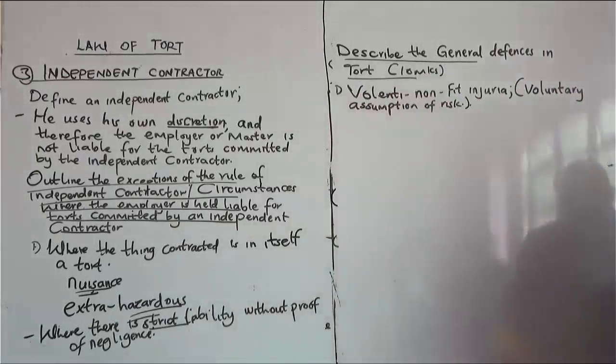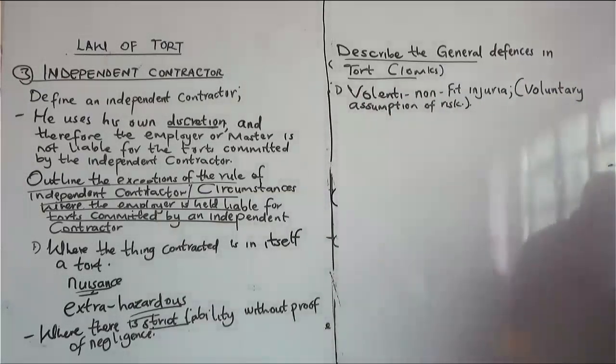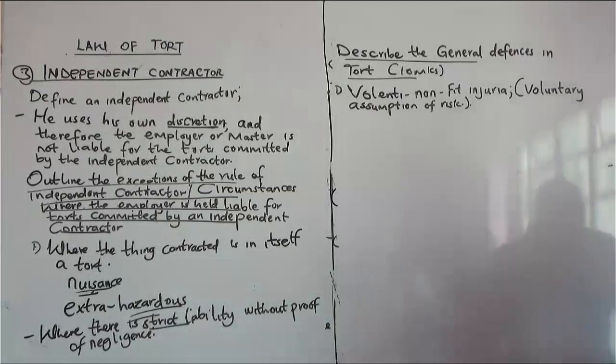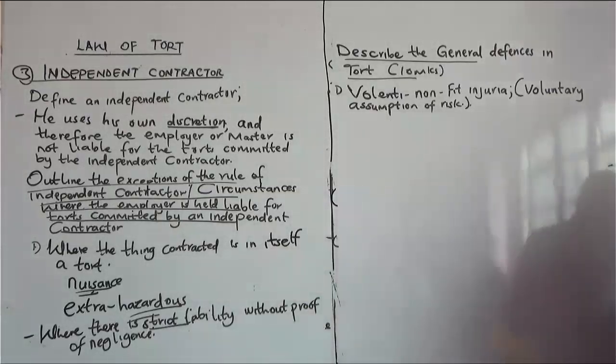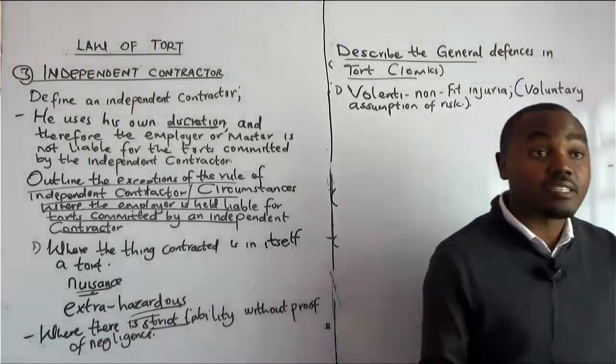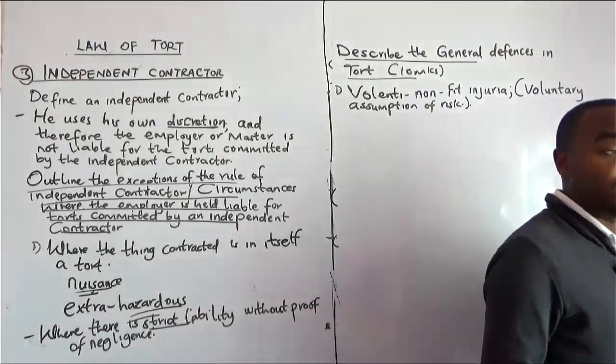You can say a person cannot complain of a harm done to him if he consented to run the risk. In other words, it's where a person chooses to carry out an act that is risky. So if there is any harm that will come out of that situation, then you cannot claim any damages. You cannot come to court saying that you want to be compensated.